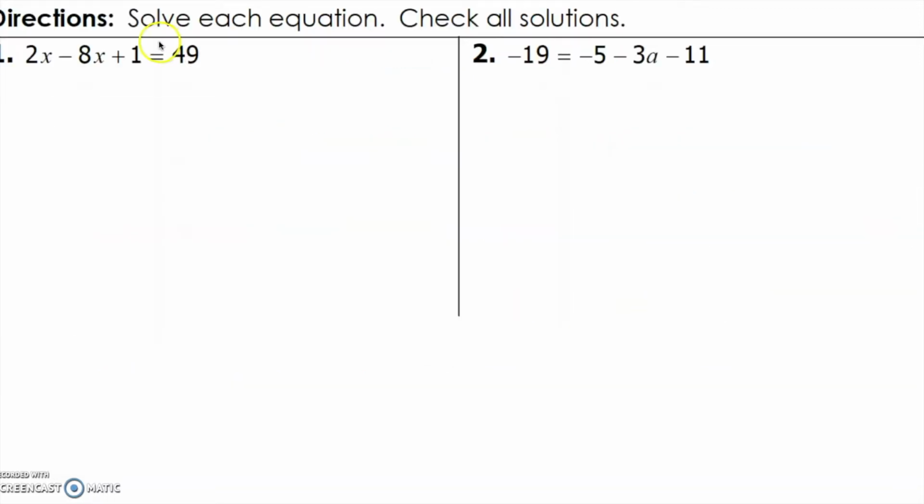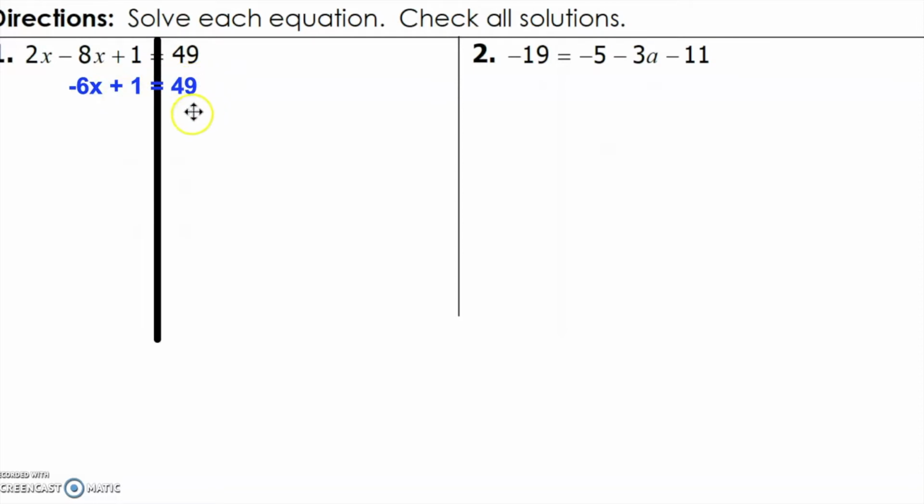So in example number 1, I'm going to split that equal sign so I know what's on the left and what's on the right. I notice that I have like terms that I can combine. The 2x and the 8x both have an x with it. So I'm going to combine those terms. 2x minus 8x gives me negative 6x. And then I bring down the 1 and the 49.